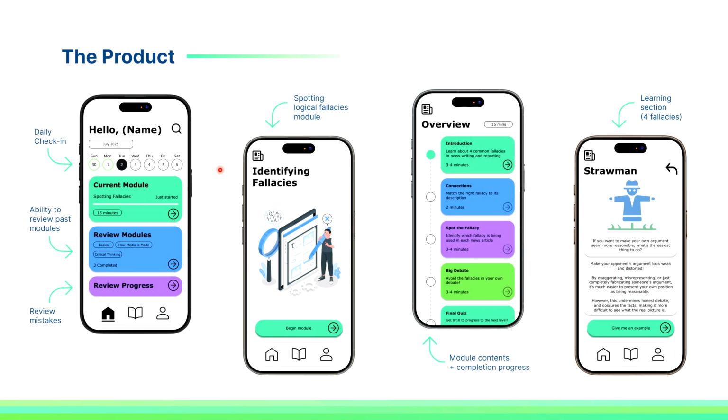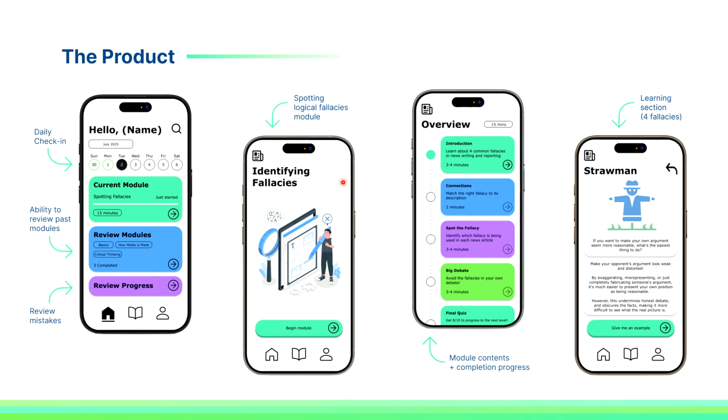So here we have the home screen displaying a daily check-in streak at the top to motivate users to keep them on track. Then we have the current module with the bar for how far they've progressed, and underneath the ability to review previous modules. The review progress section allows them to review their mistakes so they know what to work on.